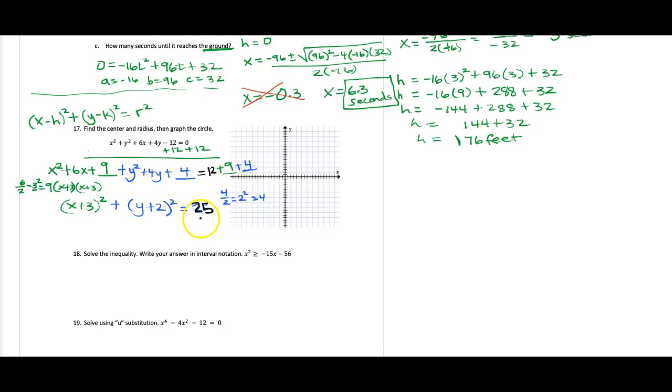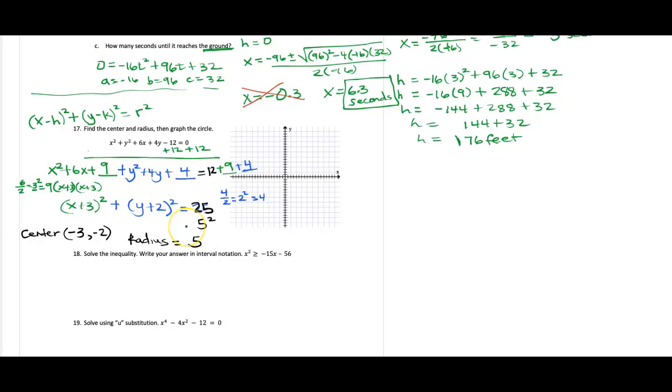Okay, but 25 can also be written as 5 squared. So my center comes from these two things here. Whenever I'm dealing with parentheses, I say insiders are liars, so you're doing the opposite of it. So the center isn't at 3, 2, it's at -3, the opposite of that there, and -2. And then the radius is the square root of that number, which is 5.